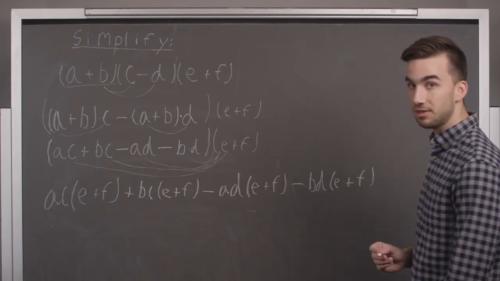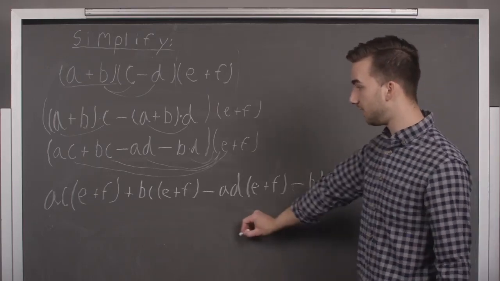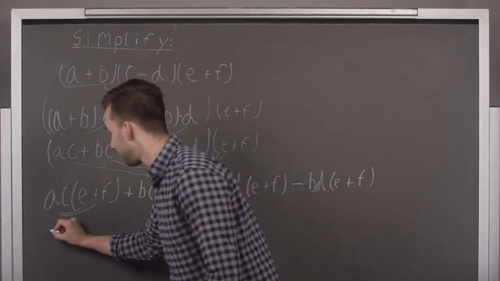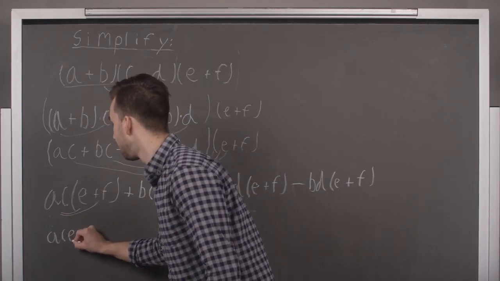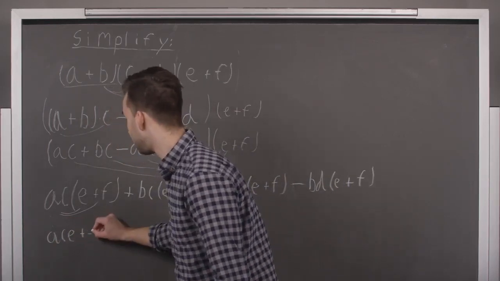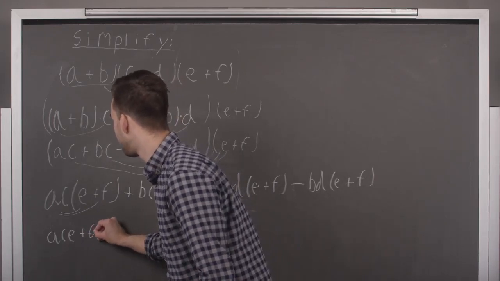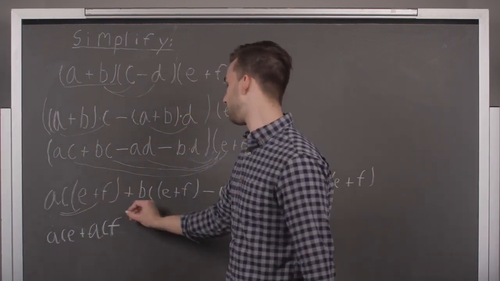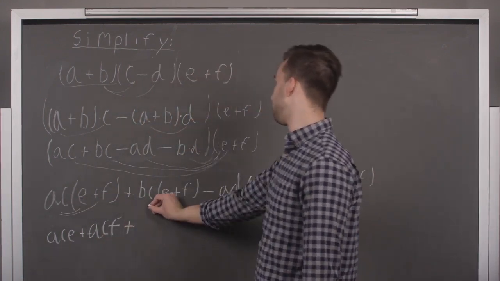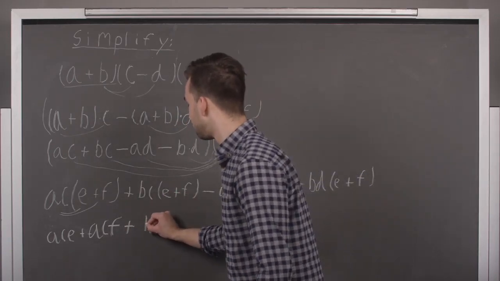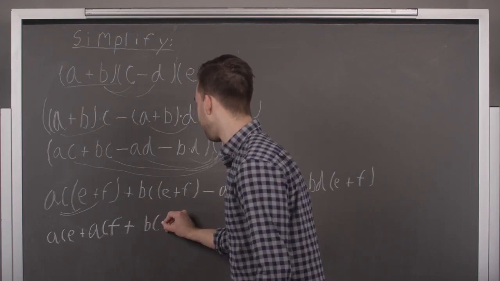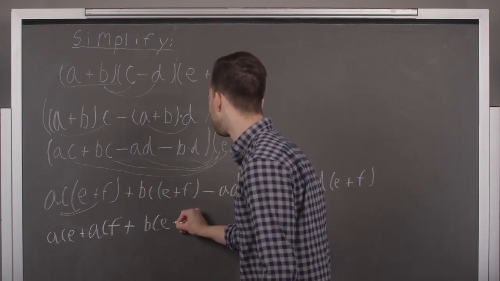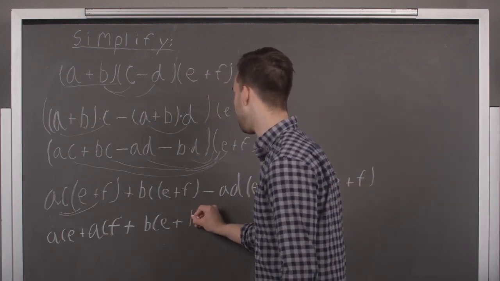So let's keep simplifying. Let's multiply each of these in with both elements. So we have here ACE plus ACF, and then, so this is done. Let's move over here. Plus we have BCE plus BCF, right? BCF.